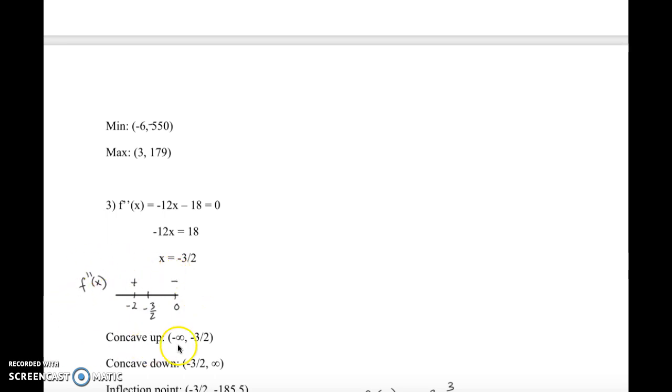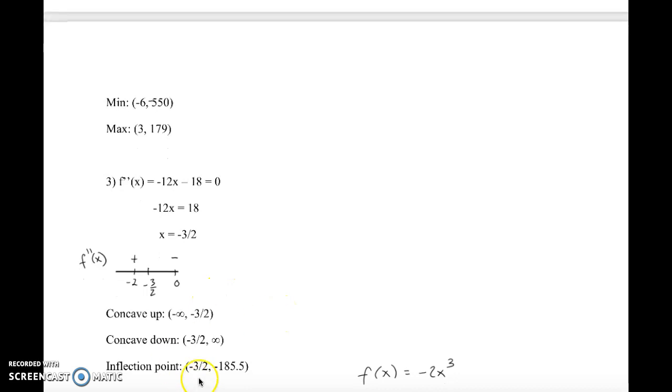So our concave up is negative infinity all the way to our value here at negative 3 over 2, our point of inflection. And it's concave down from negative 3 over 2 to positive infinity. And to find our actual inflection point, plug that value into our original function. And then we end up with negative 185.5 for our actual inflection point.